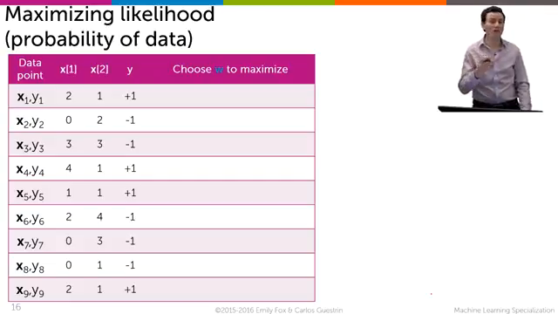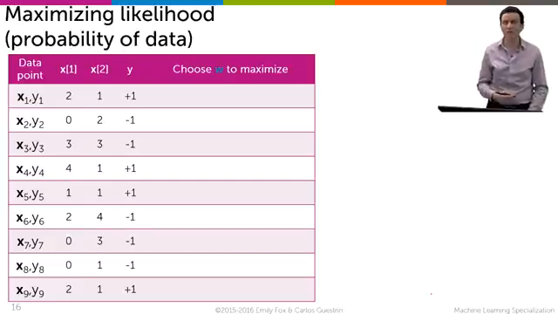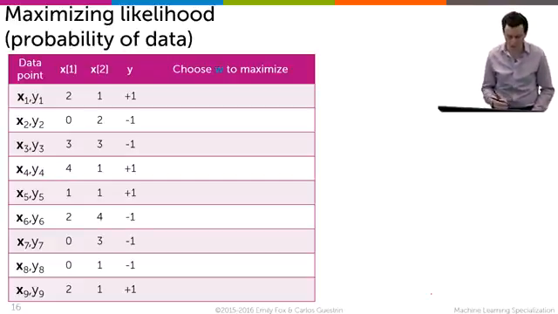Now, we just don't have 2 training examples, we have a ton of examples. We have a big data set. So what are we trying to do? Let's look at the first example. In the first example, since it's a positive example, we want to maximize the probability that y is equal to +1 when the input is x1 and the parameters are W.